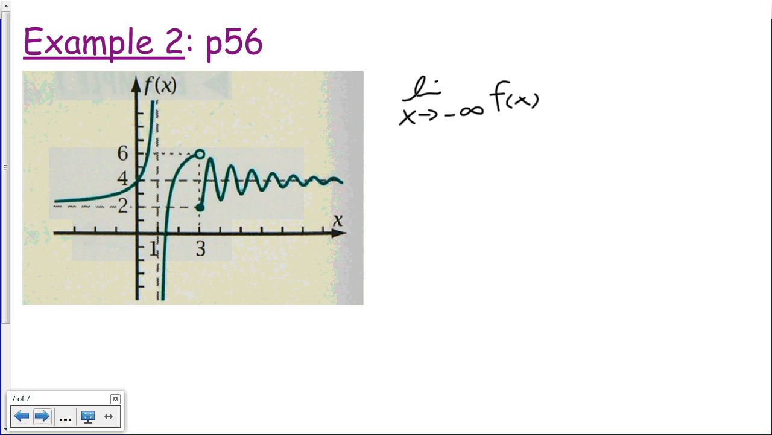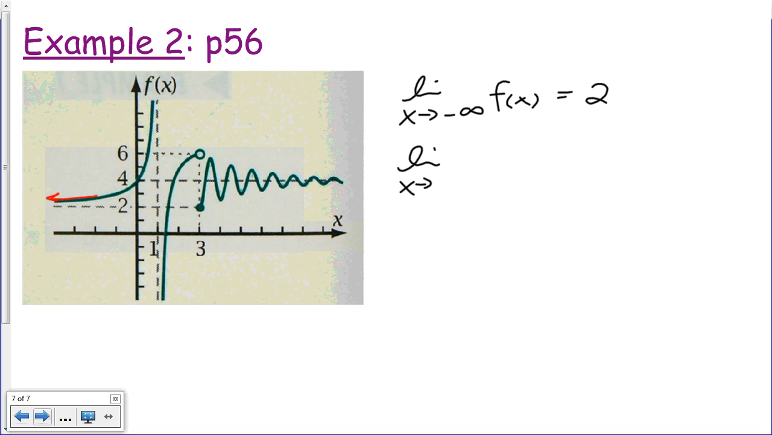So as x goes to negative infinity, that's over here on the right side of the graph, or excuse me, the left side of the graph. I'm following the graph and figuring out what value am I approaching as we go further and further to the left. And it looks like it's approaching that horizontal asymptote of 2. So this is heading to 2.